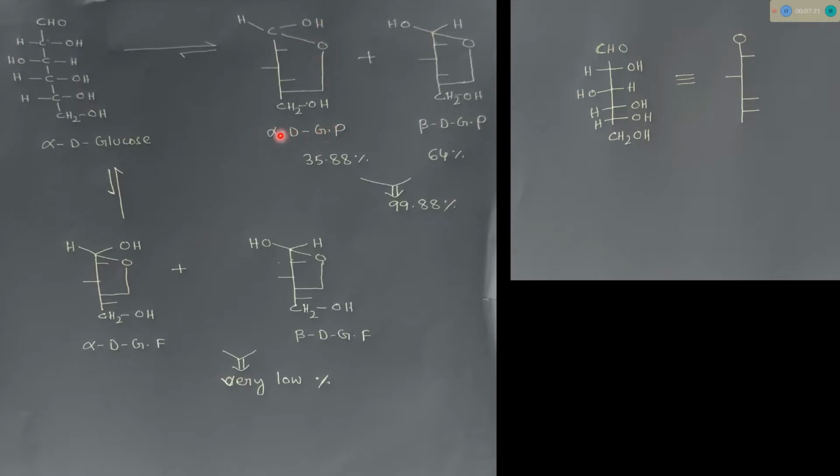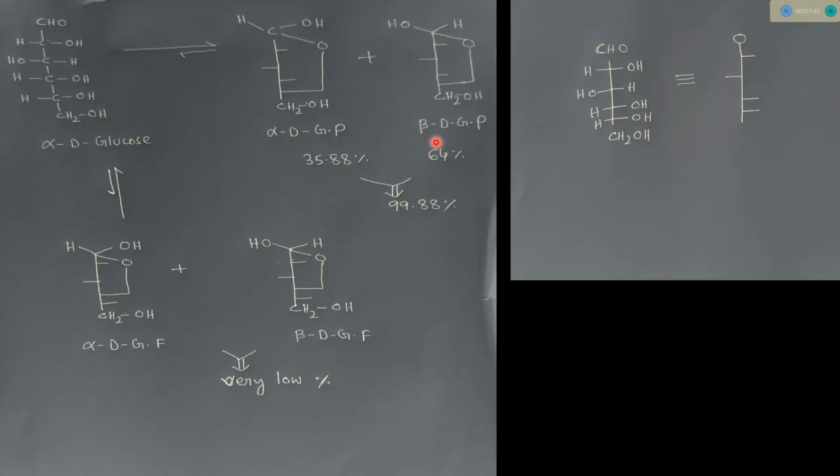Alpha D GP means alpha D glucopyranose, beta D GP means beta D glucopyranose. We all know the anomers; these are the two anomers. If OH is on the right side, then we call it the alpha anomer. If OH is on the left side, then we call it the beta anomer.